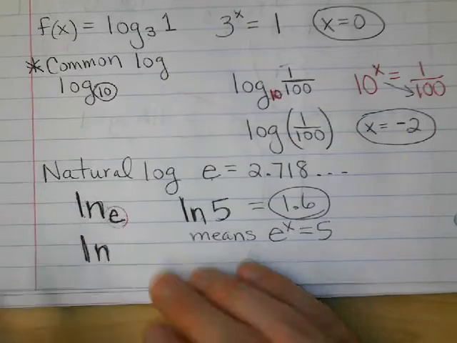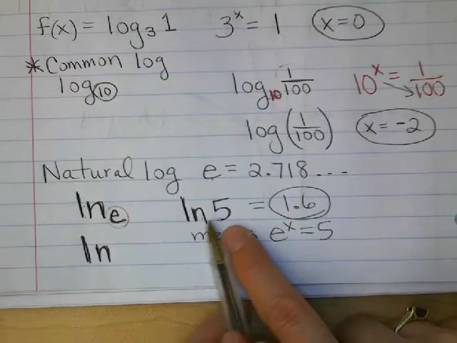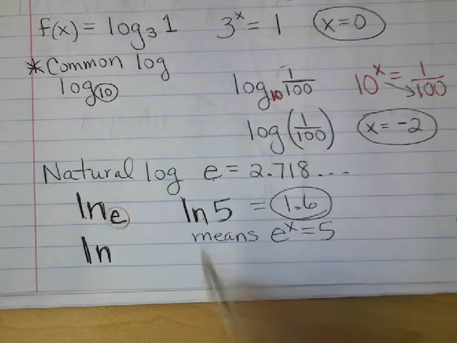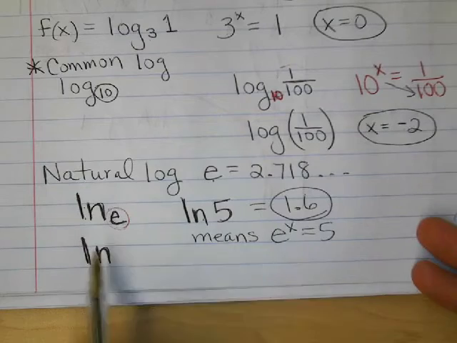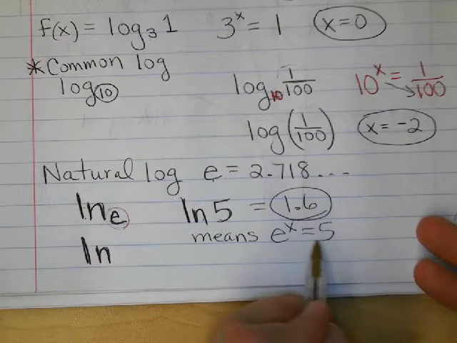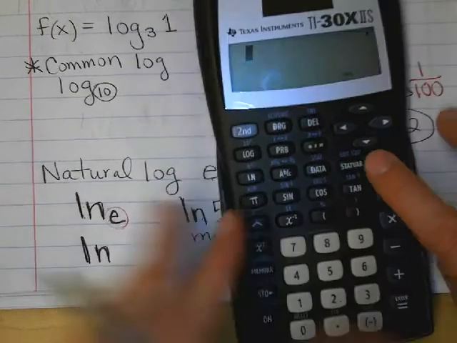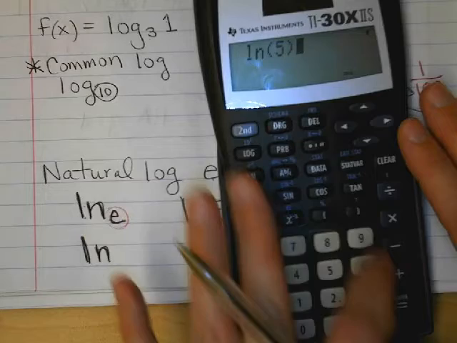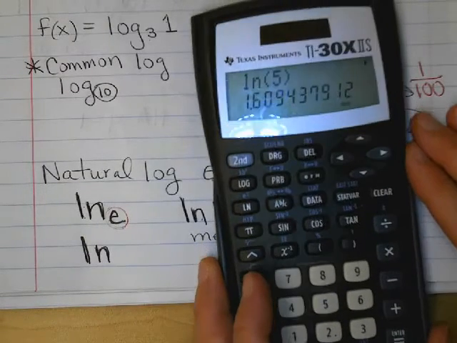So they would just ask you something like, what's natural log of 5? It means e to what power gives you 5. And you can just grab your calculator, type it in. Natural log of 5 is about 1.6.